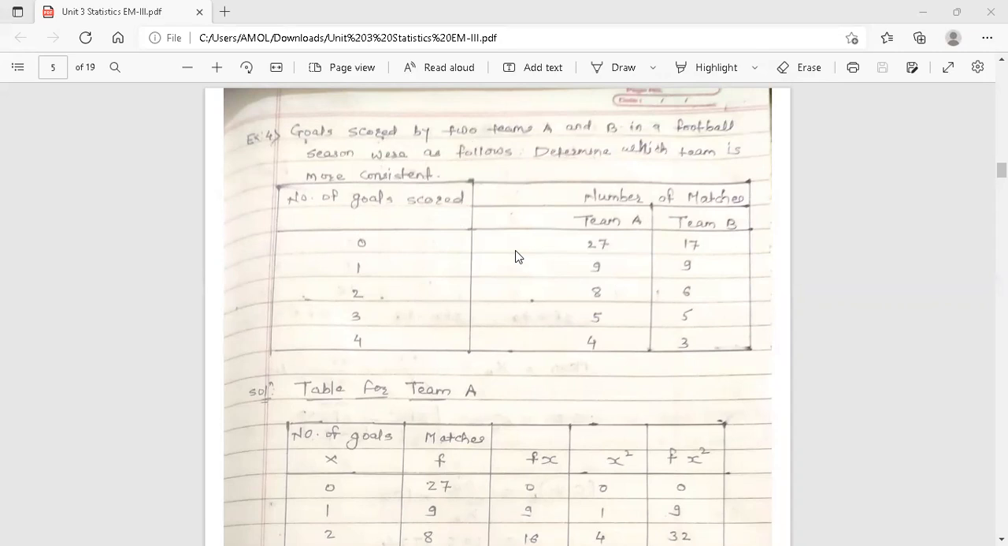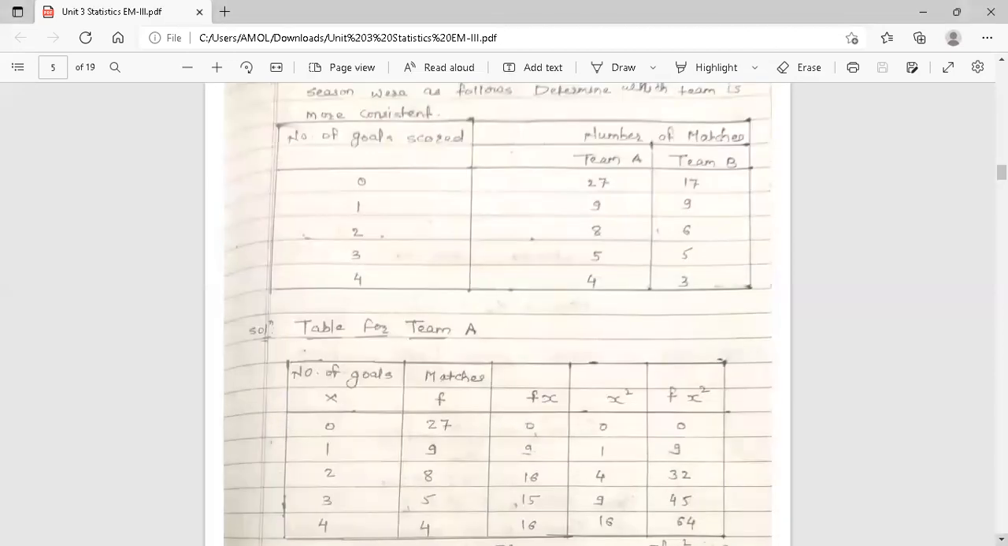Now, to determine which team is more consistent, here we have to find out the arithmetic mean, standard deviation, and coefficient of variation for every team. For team A, you find out the arithmetic mean, standard deviation, and coefficient of variation. Then for team B, also you find the arithmetic mean, standard deviation, and coefficient of variation. Then after finding the coefficient of variation for both the teams, we will determine which team is more consistent. Okay.